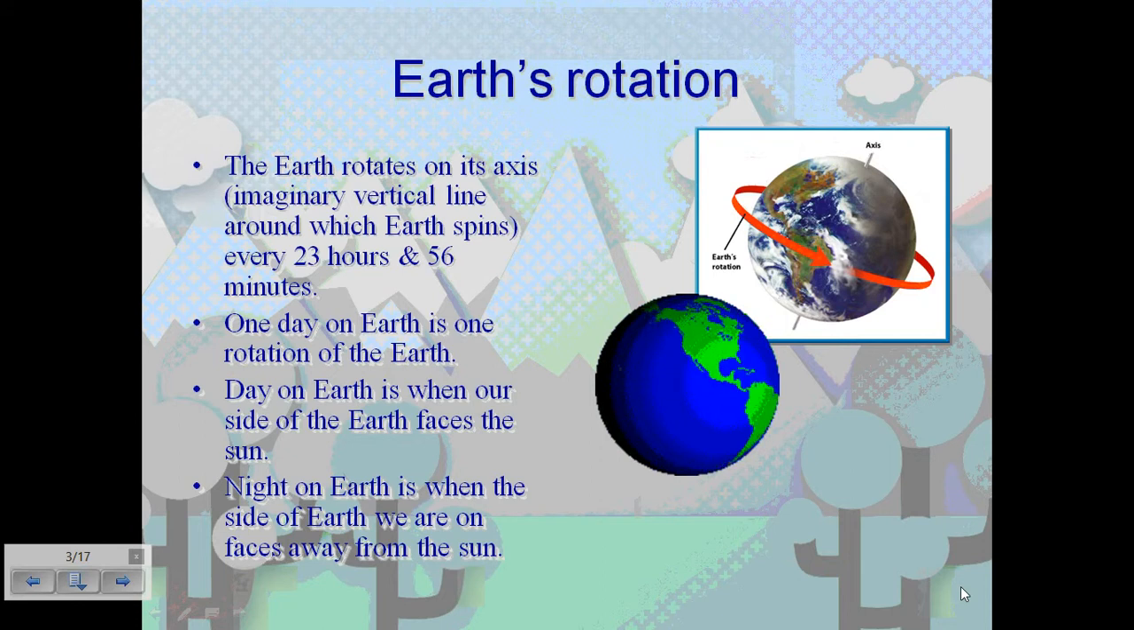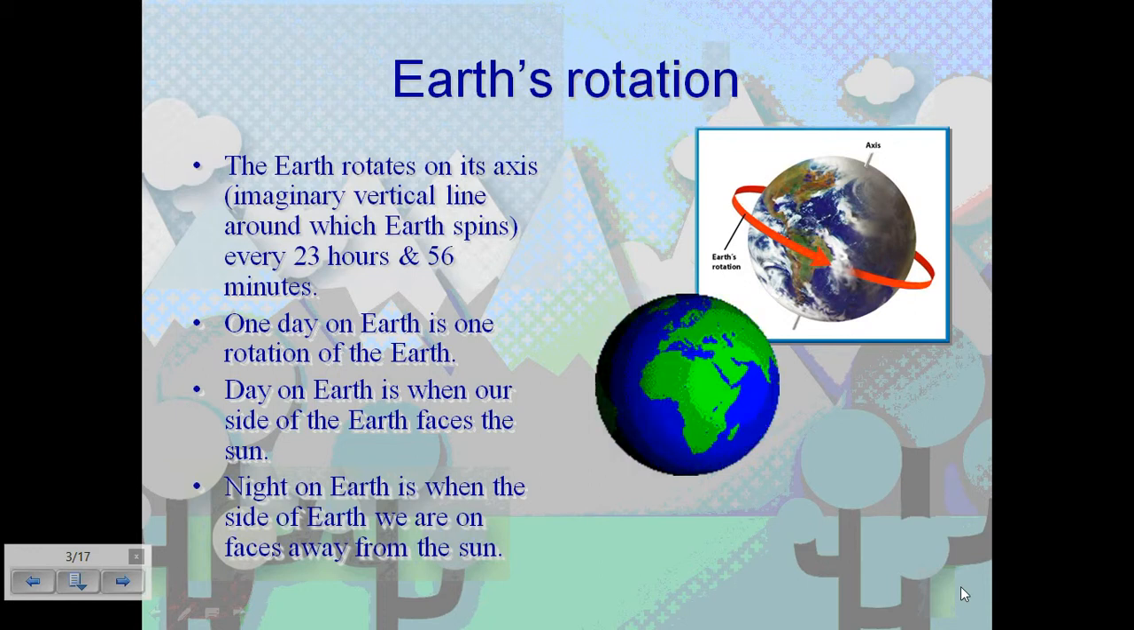Now, the Earth's rotation. The Earth rotates on its axis, an imaginary vertical line around which Earth spins. This happens every 23 hours and 56 minutes, or 24 hours if you want to approximate. One day on Earth is one rotation of the Earth. A day on Earth is when our side of the Earth faces the sun, and night on Earth is when the side of the Earth we are on faces away from the sun.